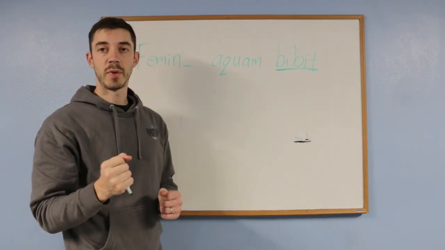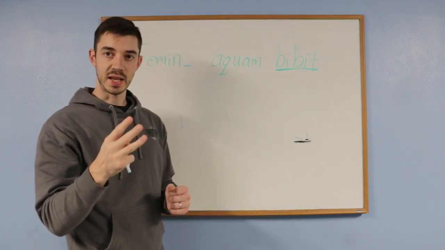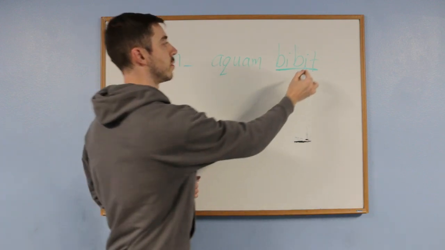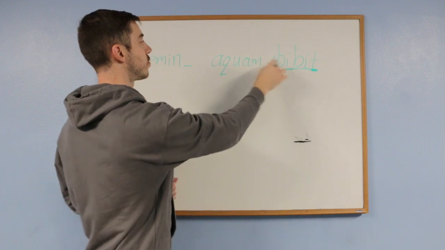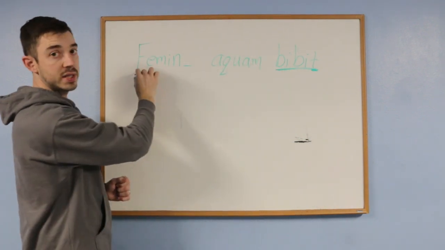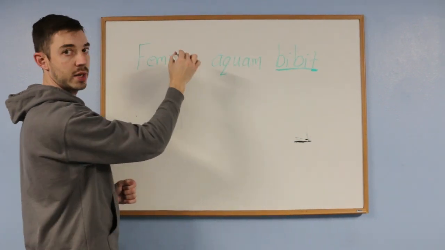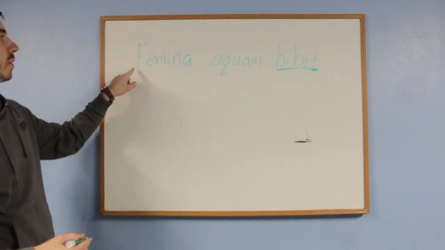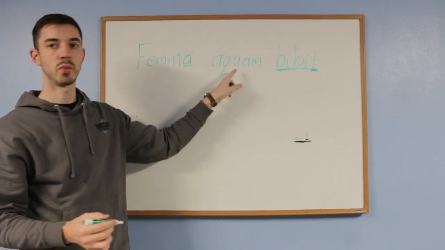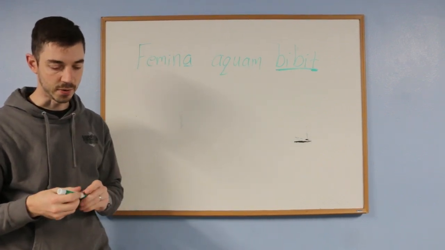Remember our present tense verb endings, O-S-T, that's singular, so this is singular. So she drinks water. This has to be singular, so we put the nominative singular ending on, femina. So the woman, she drinks water, and that's all in the singular.